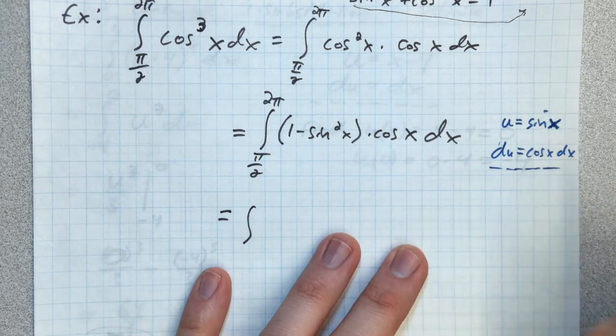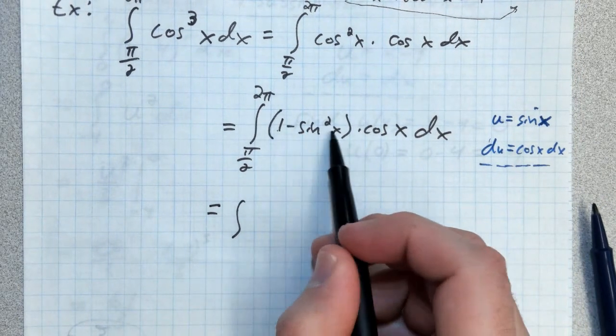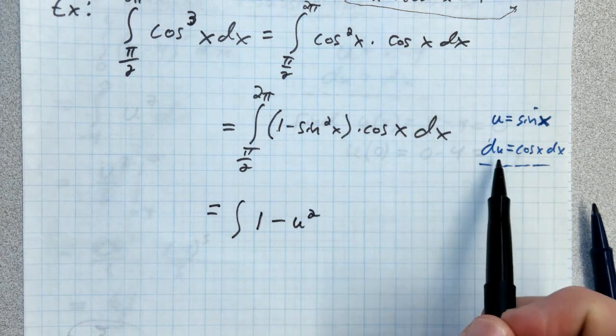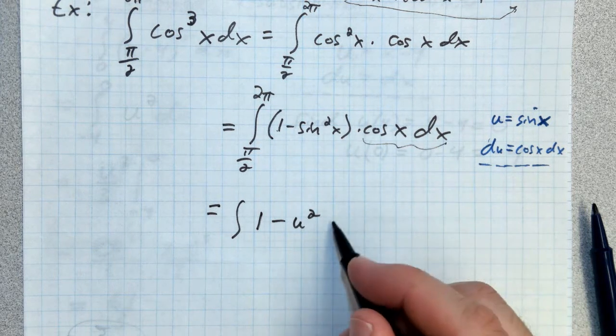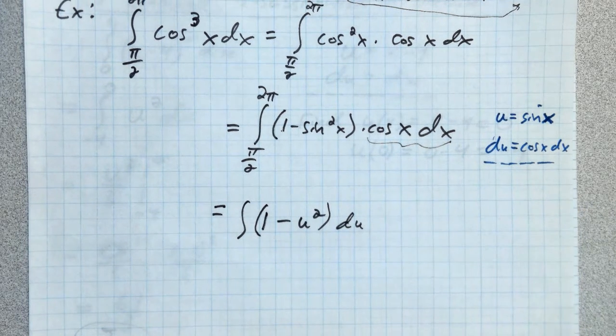And so we'll make the substitution, and then we'll come back and get the bounds here in a second. So this will be 1 minus u squared. And then du is cosine x dx, so that's going to just replace all of that. So that would be du. And then we'll go get the bounds.